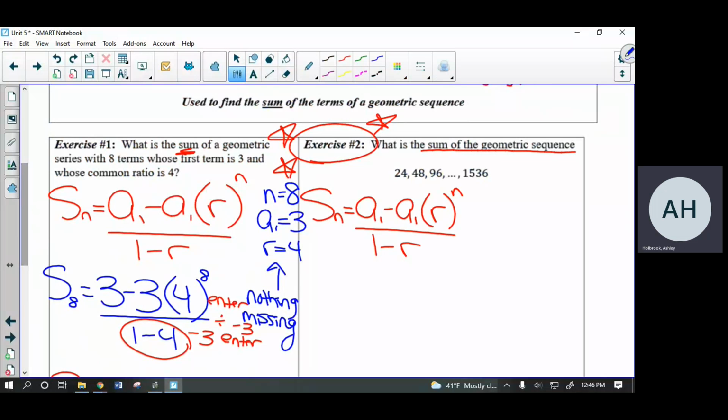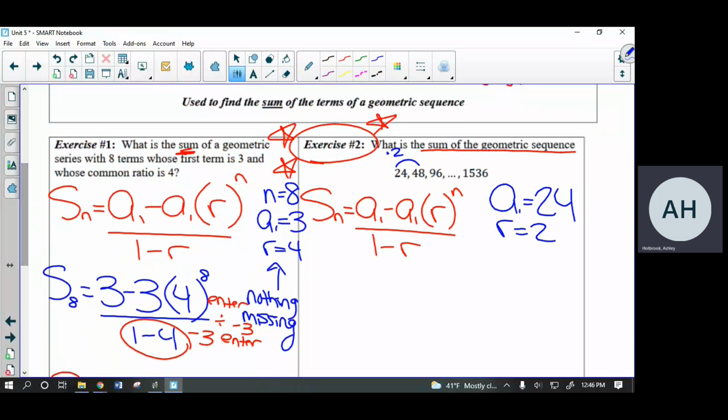So I look in the formula at what I need. It says I need A1. A1 is what for this one? 4. It's the first term in my sequence right here. R is what I multiply each term by to get to the next one. To get from 24 to 48, what am I multiplying by? 2. So if I'm multiplying by 2, that means that R is 2.